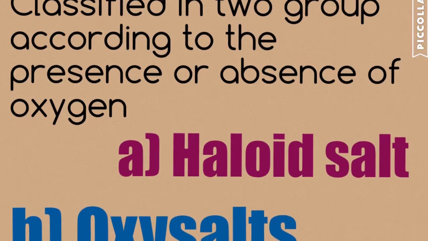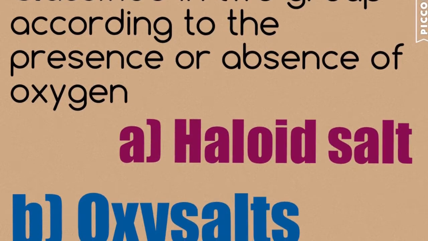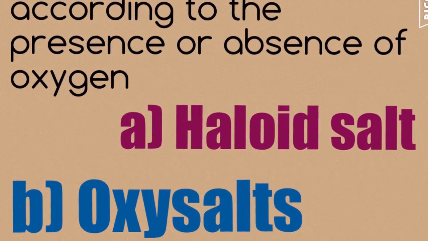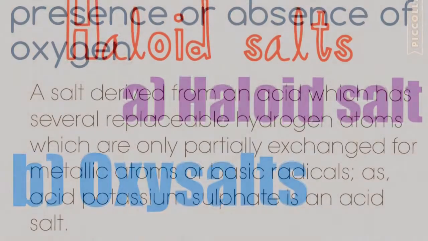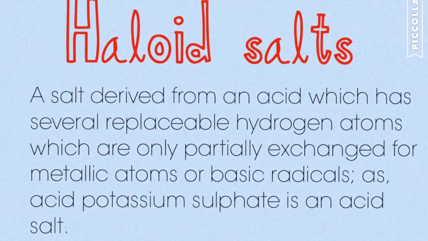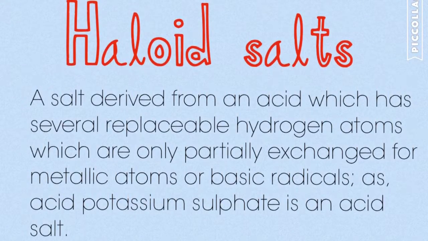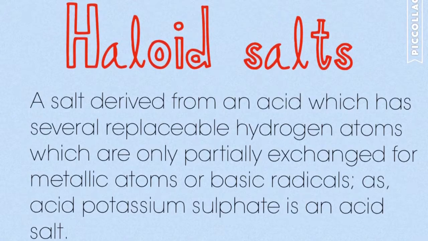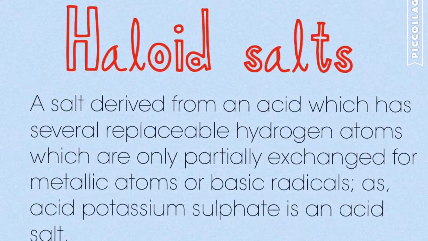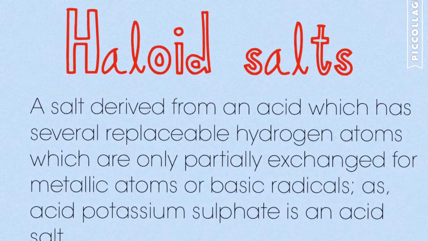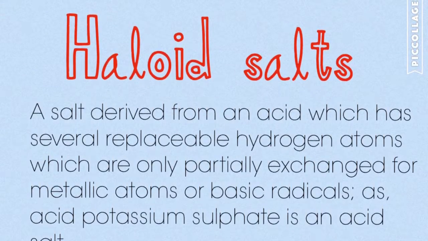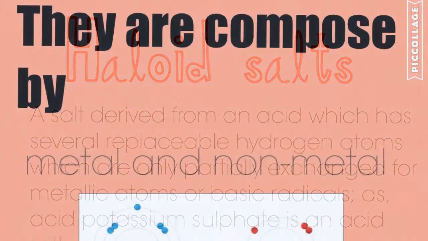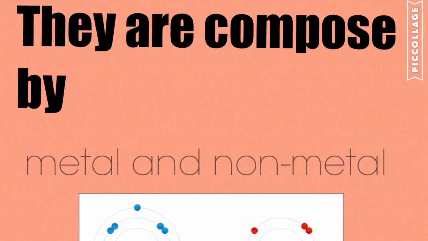The salts can be classified in two groups according to the presence or absence of oxygen, and they can be alloyed salts or oxysalts. The alloyed salts are those that replace the hydrogen atoms, which are only partially exchanged for metallic atoms or basic radicals, such as potassium sulfate, which is an acid salt that is considered an alloyed salt. Another thing that you need to know is that they are composed of a metal and a non-metal.